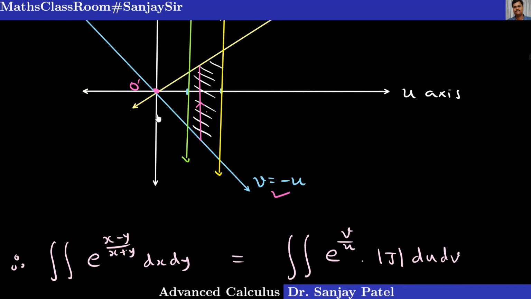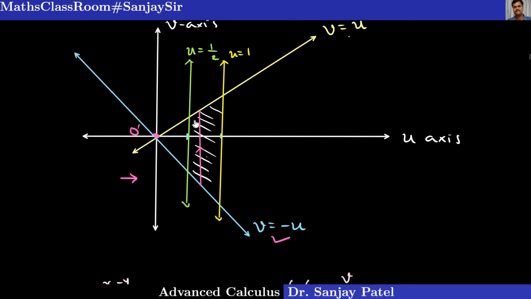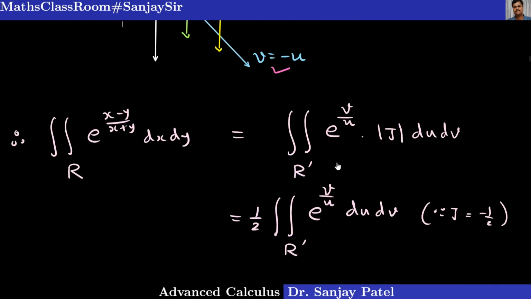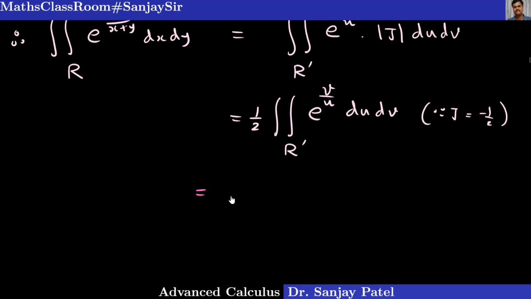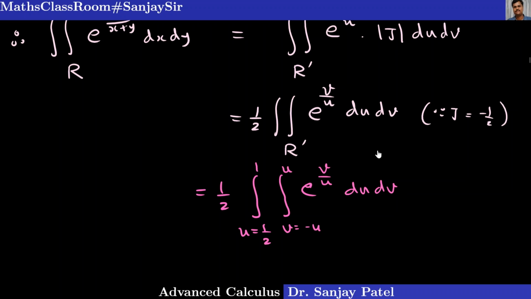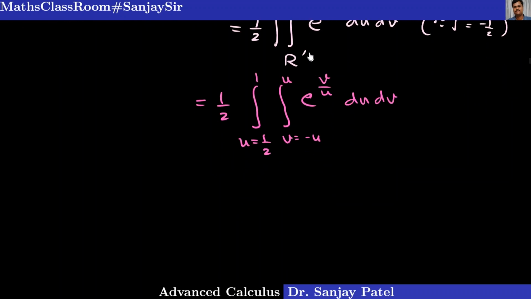The limits of u, which are constants, can be obtained by moving in this direction from left to right. And the minimum value of u when you enter the region is on this line, which is 1 by 2. So u varies from 1 by 2 to u is equal to 1. Okay. I can write now this double integral as 1 by 2 integral u is equal to 1 by 2 to 1, integral v is equal to minus u to plus u, e raised to v upon u dv du. So it is integrated with respect to v first. Again, it is a very simple integration.